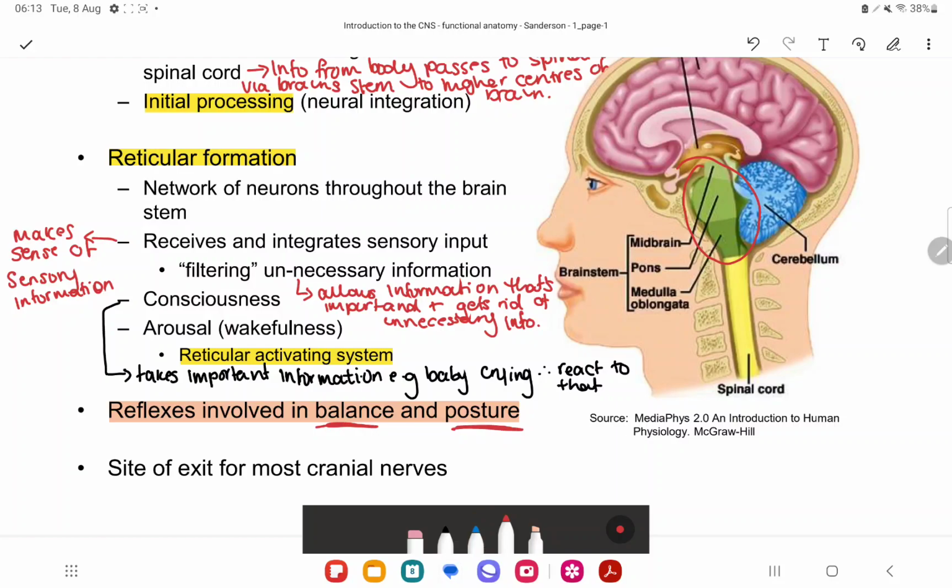And then it's the site of exit for most cranial nerves. There's not much said about that. It's just based on memory.